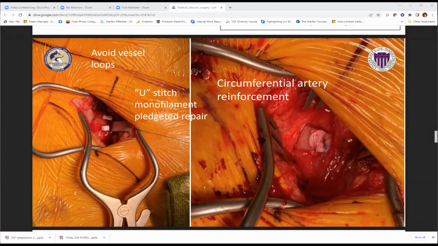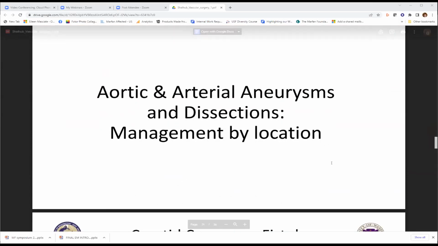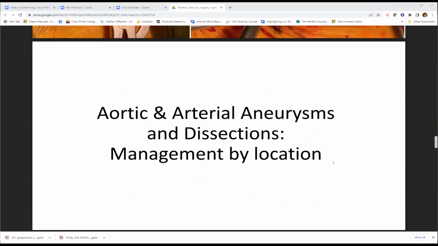You can see these are pictures of somebody's femoral artery, and this is a great way to repair the artery and not have any complications after this kind of procedure. Next slide. So I'm going to run through quickly. These are, again, the arterial tree, if you will, from top to bottom. So we're just going to run through and give you examples of how they're managed.